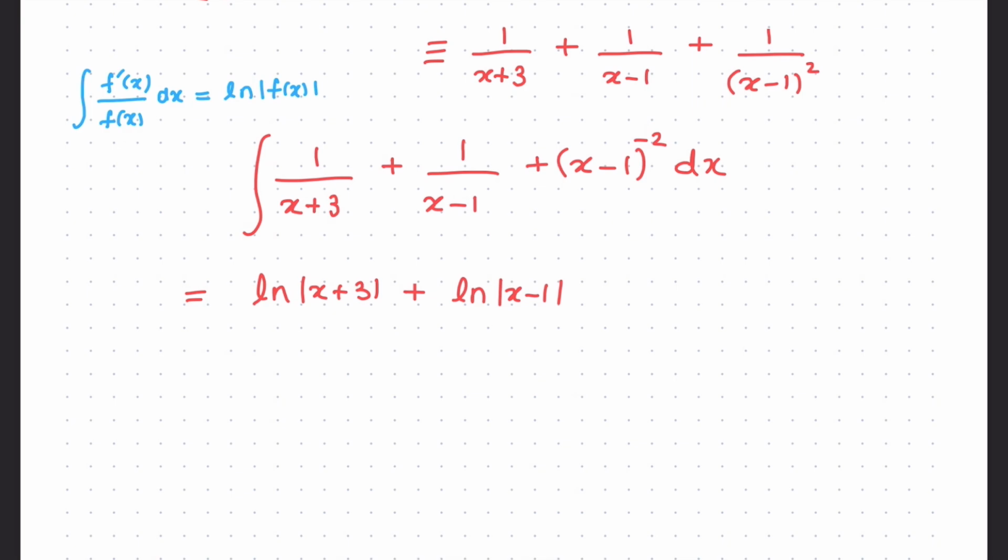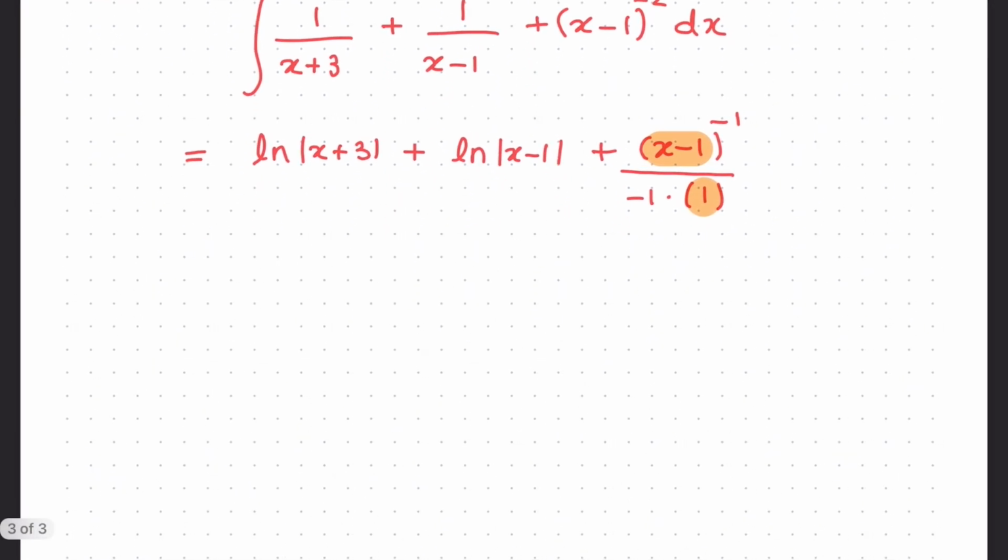For the last one we can use the power rule. This is x minus 1, we increase the power by 1, so this will become negative 1. We divide by negative 1 and then we multiply the denominator by the derivative of whatever is inside. The derivative of x minus 1 is just 1, and that is what I have written here. And this is our final result. We can just do some simplification. We can combine the logs. So this is ln of x plus 3 times x minus 1, and the next term we can write as minus 1 over x minus 1. In the end, add a constant of integration, and this is our final solution.